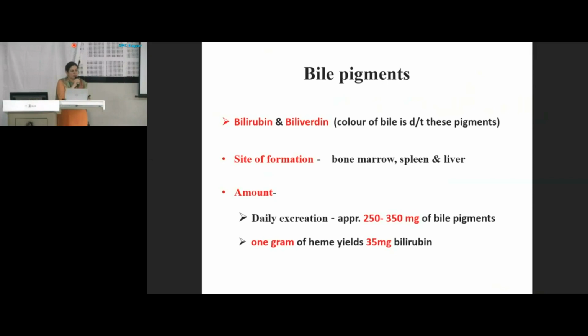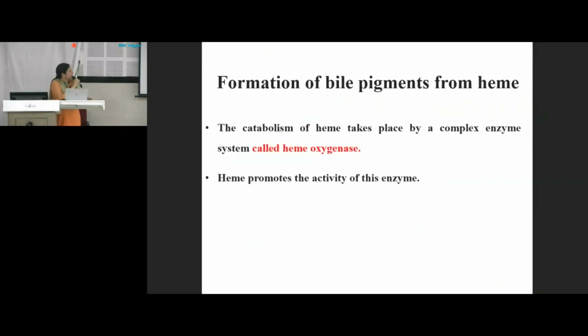Nearly 6 grams of hemoglobin is degraded every day, and 1 gram of heme yields 35 milligram of bilirubin. So daily excretion is about 250 to 350 milligram of bile pigments. This takes place mainly in the microsomal fraction of the cell. Heme oxygenase is a complex enzyme system, and it requires molecular oxygen and NADPH as reducing substance, and heme promotes the activity of this enzyme.